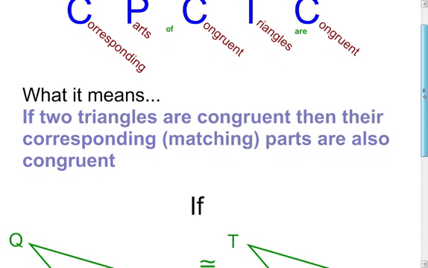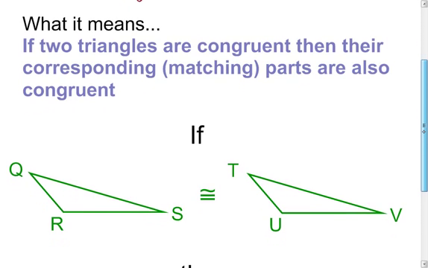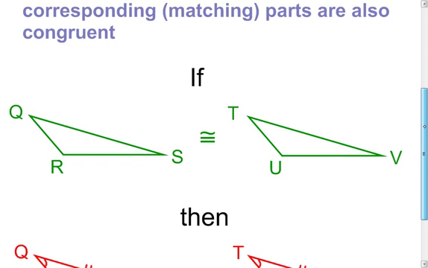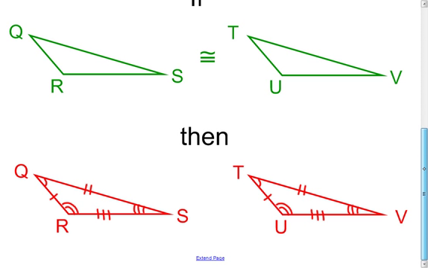Now, I'm a picture person, so I like to put that into this format. If I know that these two triangles are congruent, that's what I'm saying right here, then I know that all those corresponding pieces are congruent. I know that segment QR is going to be congruent to segment TU. I know that angle Q is going to be congruent to angle T, and so on. So if the triangles are congruent, those 6 corresponding parts are also going to be congruent.